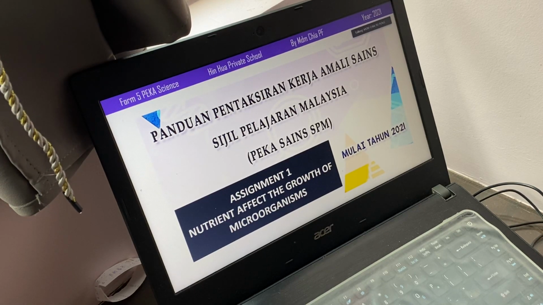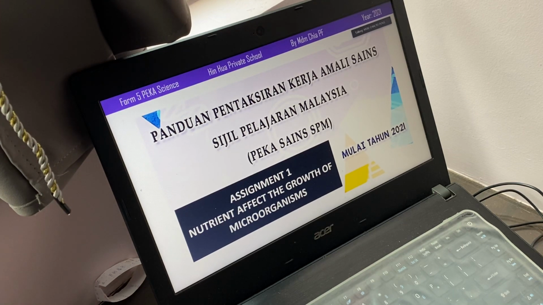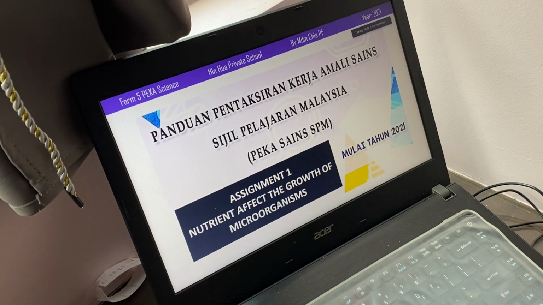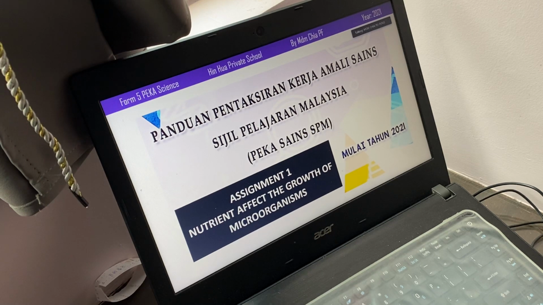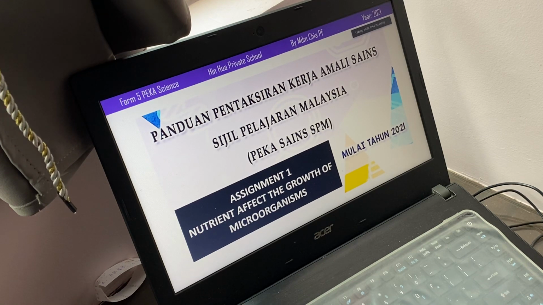Compulsory experiment report. So I estimate about 1 hour for us to complete one experiment. Okay, if I am going too fast, you let me know. Okay, you can see here the title is Panduan Pentaksiran Kerja Amali Science.